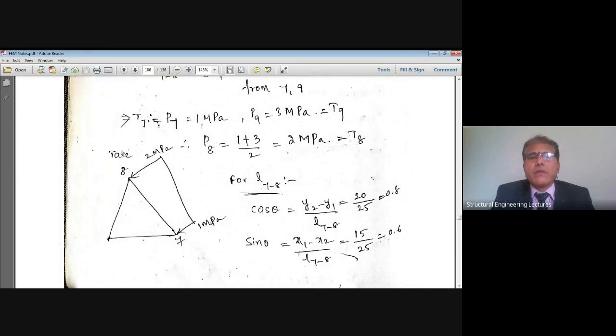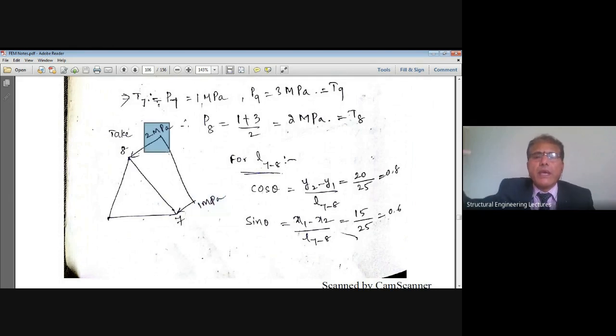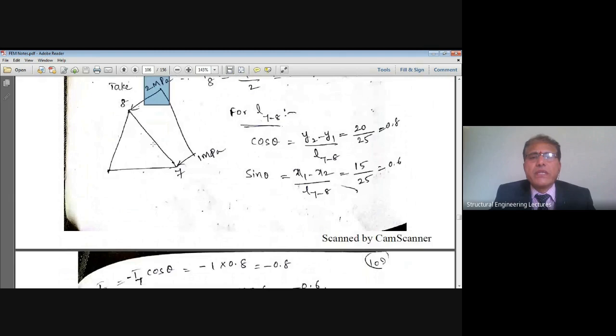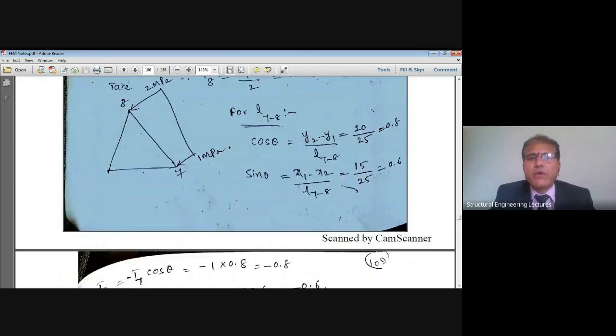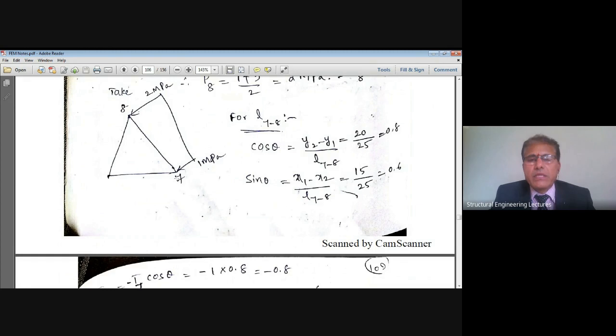Therefore, that is how the first element with side 7 to 8, with varying intensity of the pressure from 1 MPa to 2 MPa acting inside, with their components leading to negative pressure coefficients. Therefore, for this 7 to 8 element, I'll find out cos theta, because I already know the coordinates x1, y1, x2, y2, which are given by x7, y7, x8, y8.